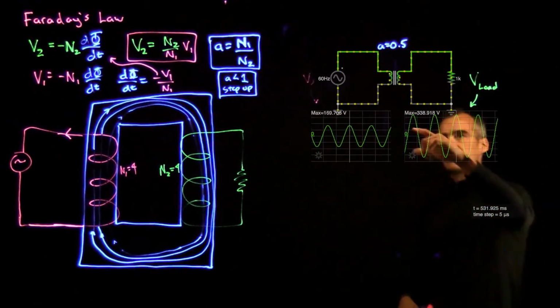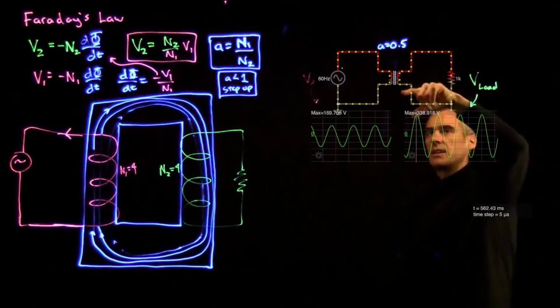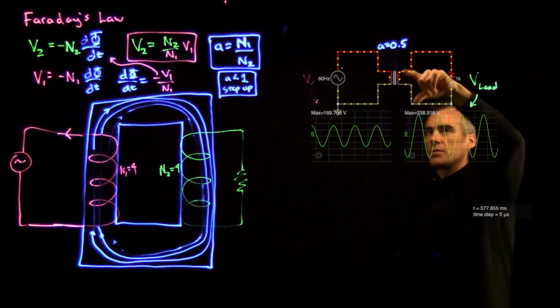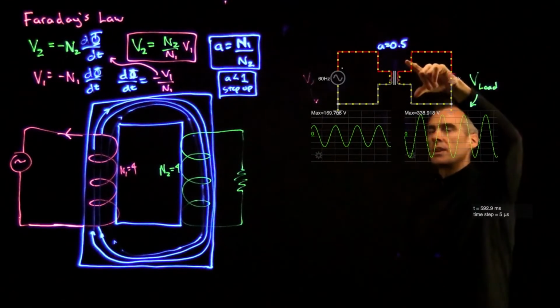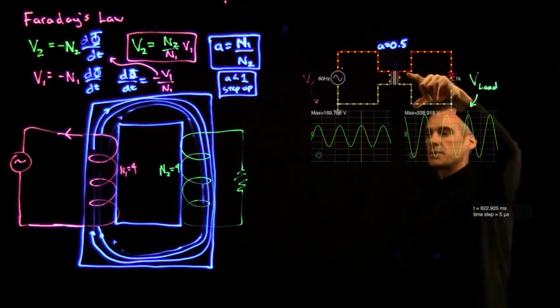But while the voltage has stepped up, that comes at a cost, because you can see the current here, shown just by the way that these dots are moving, is going to be less on this side than it is on this side. So it's going to actually be reduced by half.